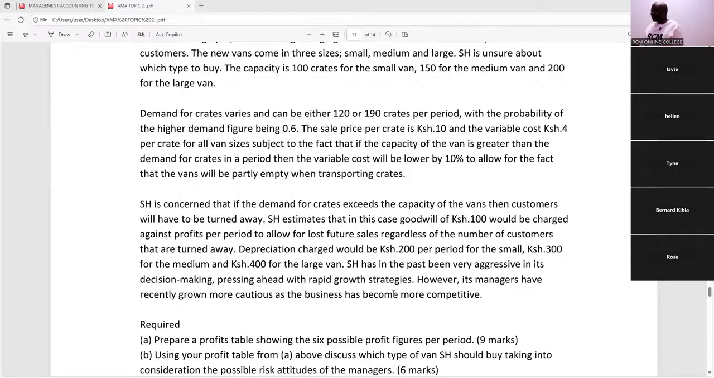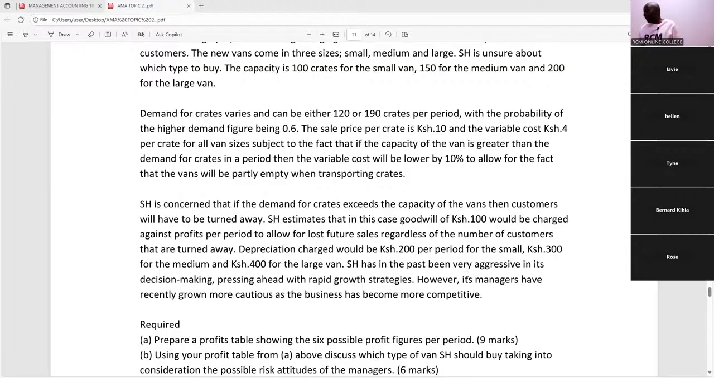These are basically risk takers or very optimistic organizations. Why are they very optimistic? Because of aggressive. Remember, aggressive investors are also known as what here? Risk takers. That is why they're able to press ahead with rapid growth strategies.